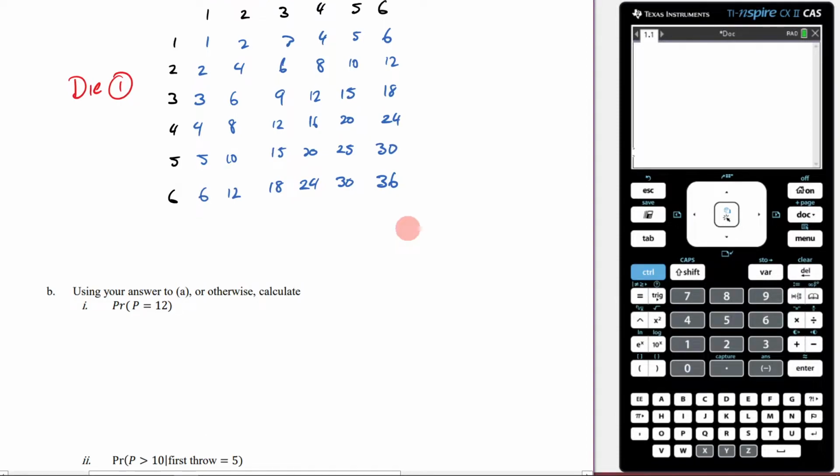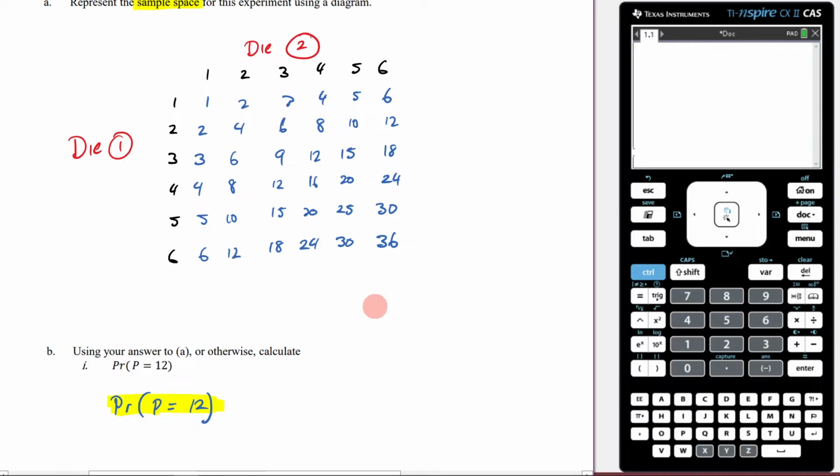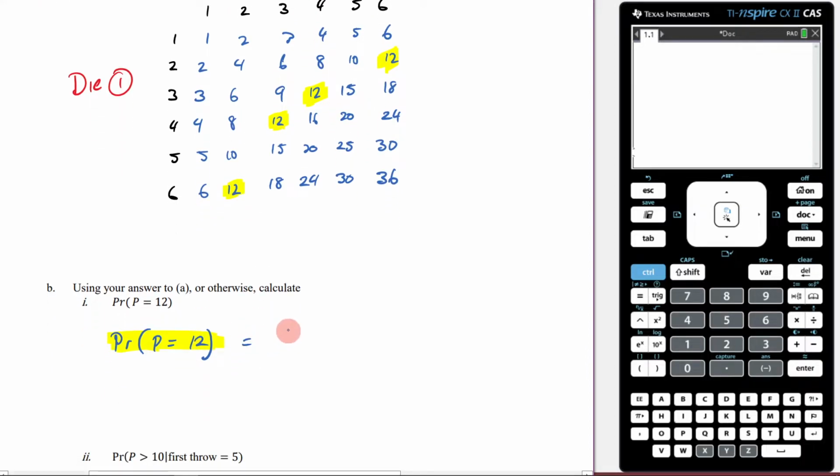Next, use the diagram. So use your answer to part A, or otherwise calculate the probability that the product is equal to 12. So what's the probability that the product is going to be equal to 12? All right, so let's come here and we'll grab a highlighter here. So we want to figure out the probability is equal to 12. Well, we've got a 12 here, we've got a 12 here, we've got a 12 here, we've got a 12 here. That means we have 4 12s out of a total of 36. So we're going to say that our answer is 4 on 36. You must simplify, so this will be 1 on 9.